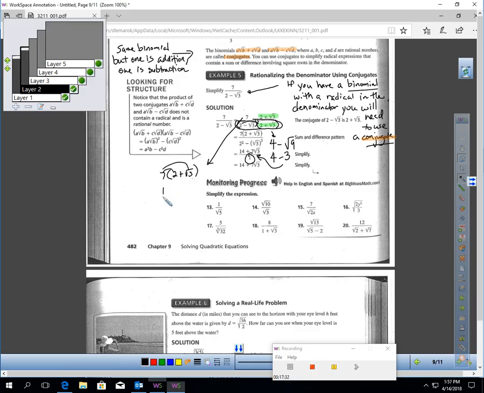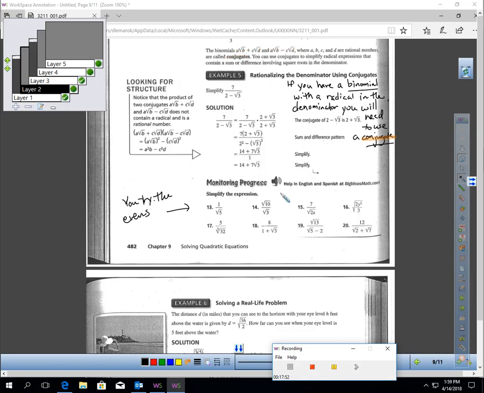Well, that's easy to do. Distribute, I get 14 plus. Now remember here, 7 and radical 3 does not turn into 21. These are not both radicals. I would just write 7 radical 3, and that's what I end up with. I end up with 14 plus 7 radical 3 over 1, which is 14 plus 7 radical 3.